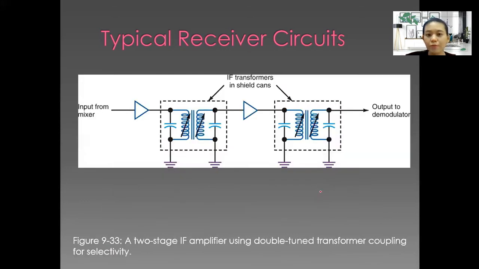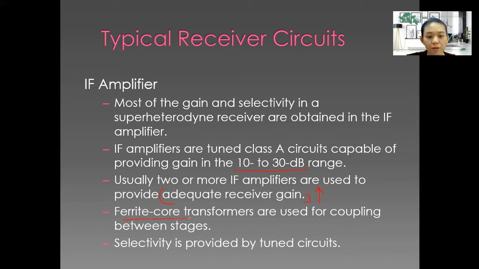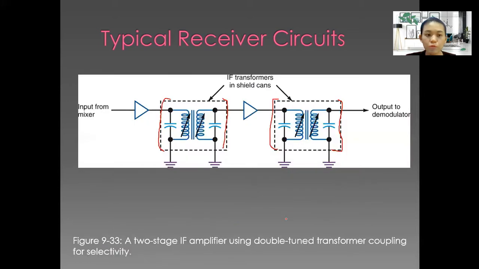Okay, we can see from the figure here, we have the first one and the second one. These two are the IF transformers, which are ferrite coil transformers used for the coupling effect between two stages. Between them is the IF amplifier. So this figure shows a two-stage IF amplifier using tuned transformer coupling for selectivity purposes. It allows us to increase the gain.